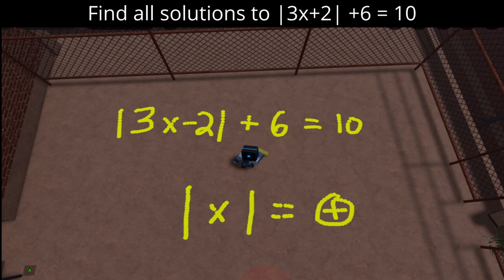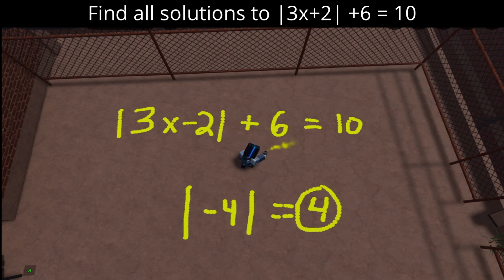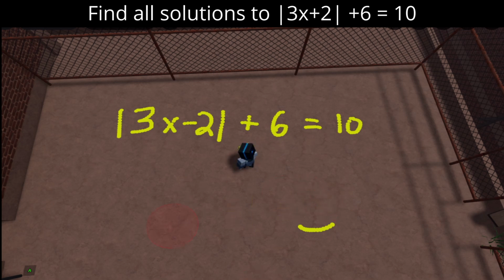So for example, if I had 4 in the absolute value, well 4 is already positive, so it just stays 4. What if you had negative 4? If you have negative 4 in an absolute value, the absolute value just makes it positive, so you still have positive 4 at the end. So absolute value just takes anything inside and makes it positive. Now let's talk about how to solve absolute value equations.